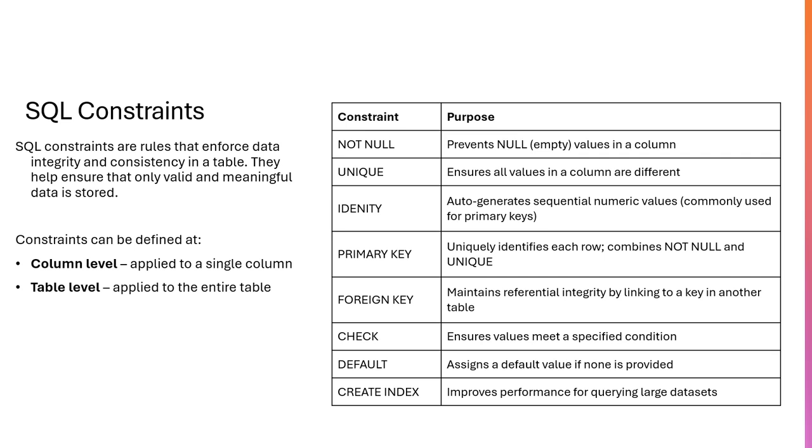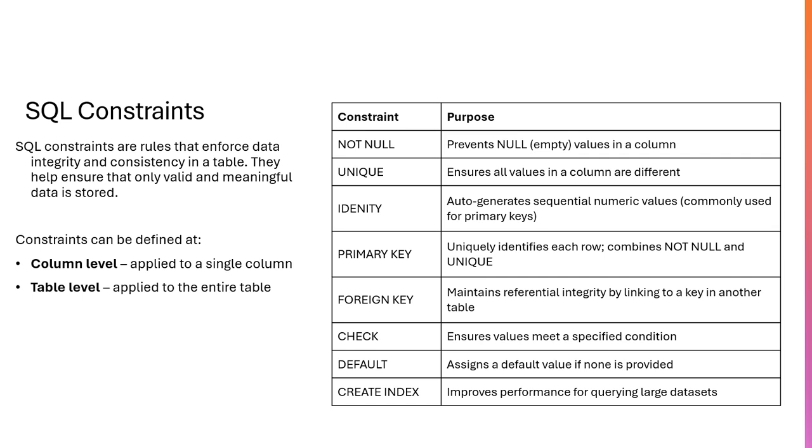For example, NOT NULL. Maybe if you have dealt with data before, it may have null values, but NOT NULL prevents that. Or in some instances where you are deploying your Google Forms, you can say this is mandatory. So in SQL, we can say NOT NULL. It prevents the data from having null values or empty values. Then UNIQUE ensures that all values in a column are different, right?